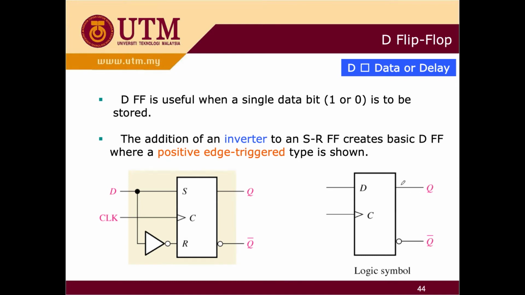So next is our D flip-flop. Our D is data or delay. So D flip-flop is useful when a single data bit, which is 1 or 0, is to be stored. So when you're going to store the value of 1 or 0, the addition of an inverter or NOT gate, you can see over here, to an SR flip-flop creates the basic D flip-flop.